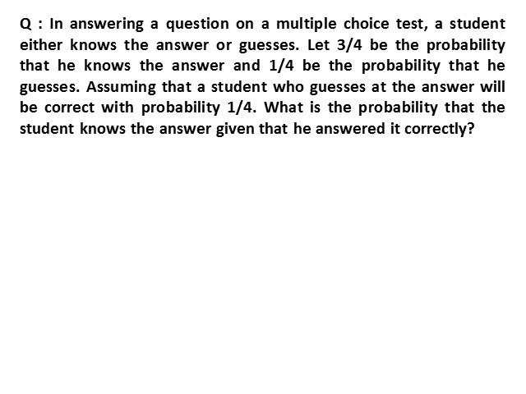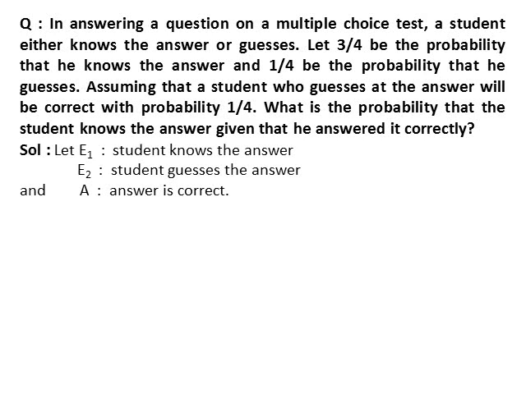In this question, a student has to answer a multiple choice test. There are two options. Either the student knows the answer or he guesses the answer. The probability that the student knows the answer is 3 by 4 and he guesses the answer is 1 by 4. Also, the probability that the student's answer is correct given that he just guesses the answer is 1 by 4. Here, we need to find the probability that the student knows the answer. It is given that the answer is correct.